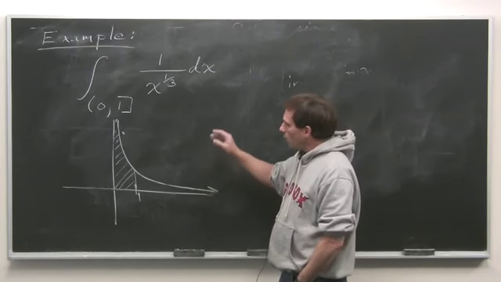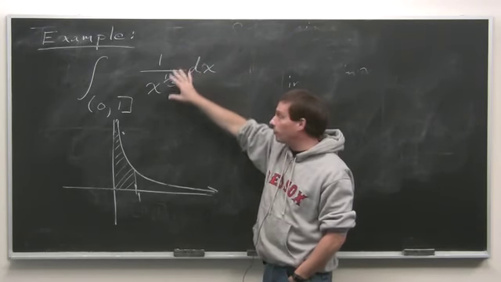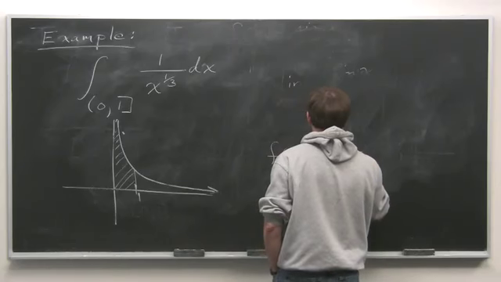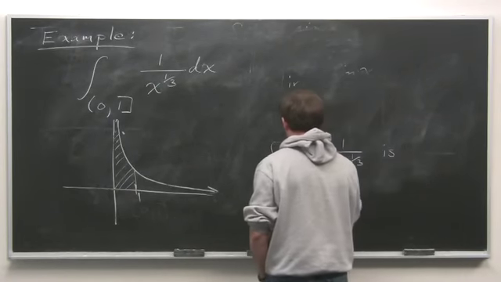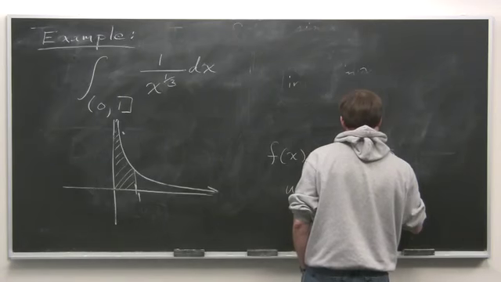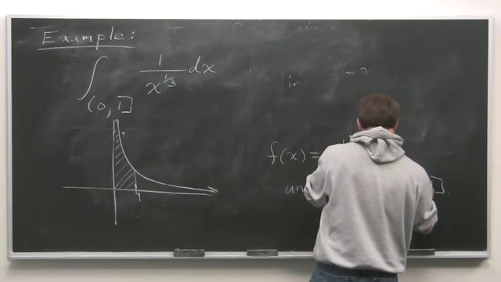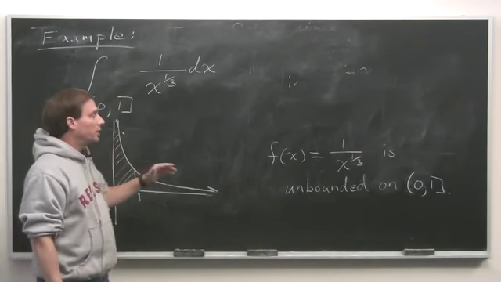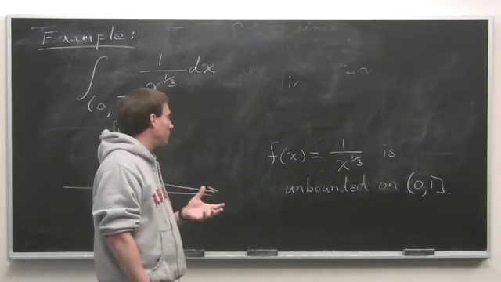And what you can't do is extend this to a Riemann integrable function on the closed interval from 0 to 1. f of x equals 1 over x to the 1/3 power is unbounded on (0, 1]. That is, the value of f is getting arbitrarily large as x approaches 0 from the right. But it's a theorem: unbounded functions do not have Riemann integrals.